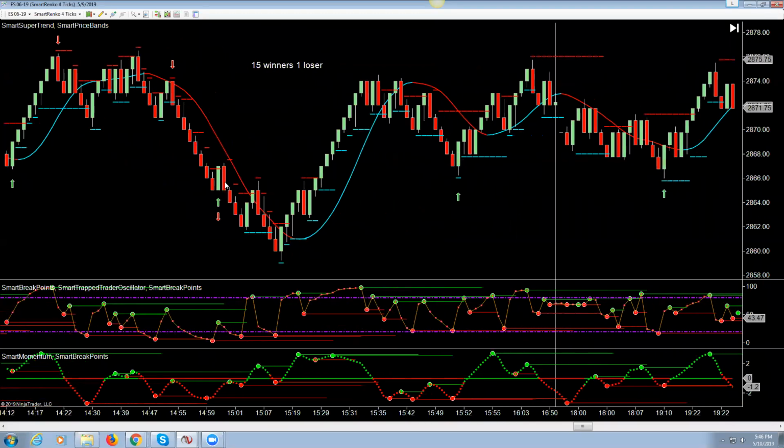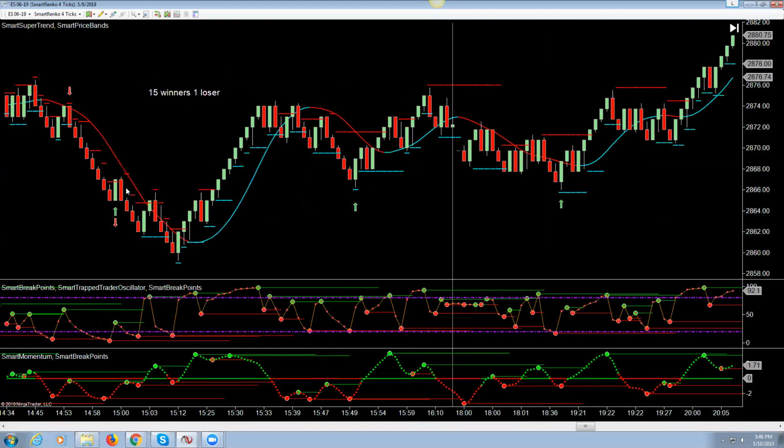Now here's an unusual situation, in that we get a red SST line broken by a green reversal bar. And excuse me, we end up buying the top tick. We buy the top tick of the move here. That happens. Okay, occasionally that happens. We can't do anything about that.